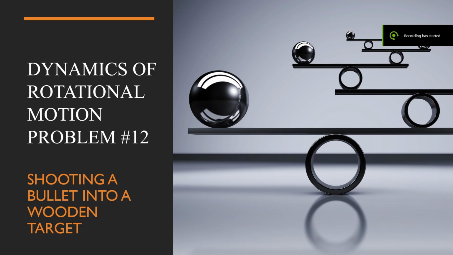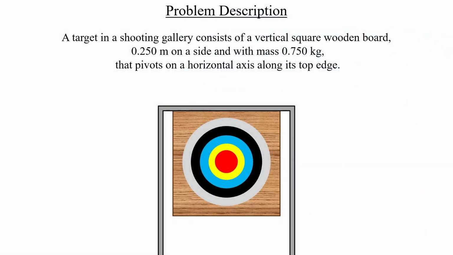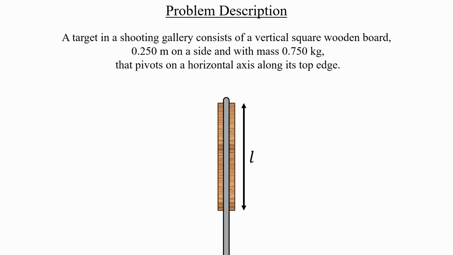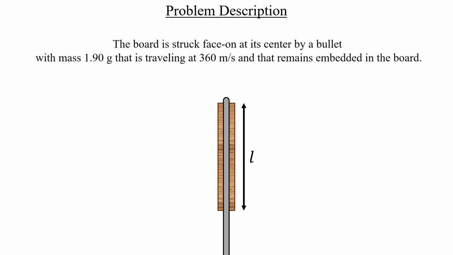Hey there, folks. Here's a problem that involves a square wooden board with a target on it. We're provided the mass of this board and its side length, which I'll refer to as lowercase l. To make things easier to see, let's shift our perspective so that we're viewing this target from the side, like this. The plan here is to shoot right at the bullseye using a bullet that has the mass and velocity given above.